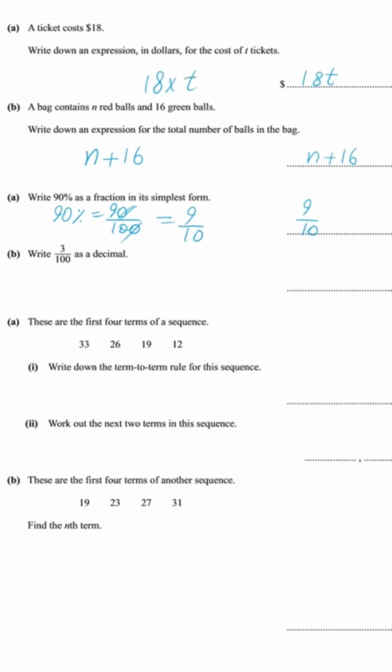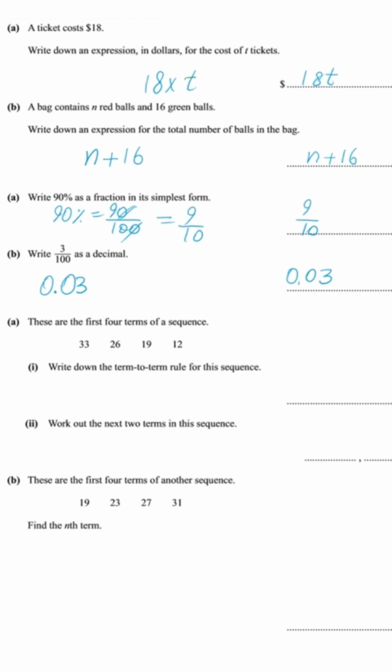Next is 3 by 100. We have to write it as a decimal. So 3 corresponds to the ones place. There should be 2 digits in the decimal places because of the 2 zeros in the denominator, and 3 corresponds to that place also. So 0.03 is its decimal form.